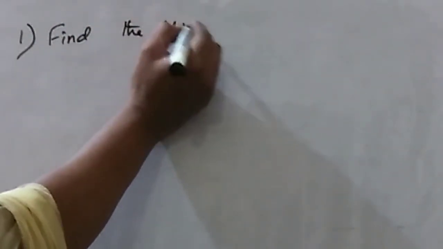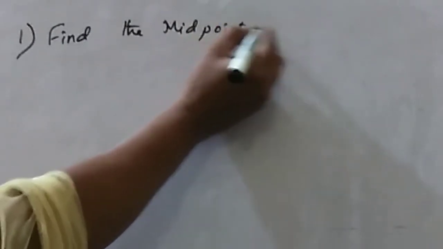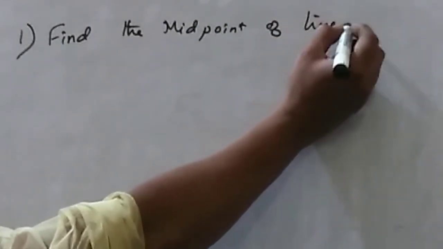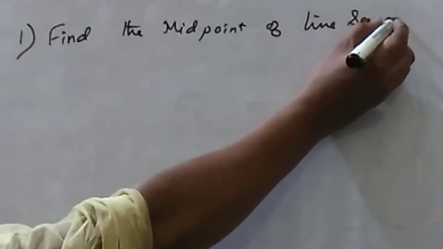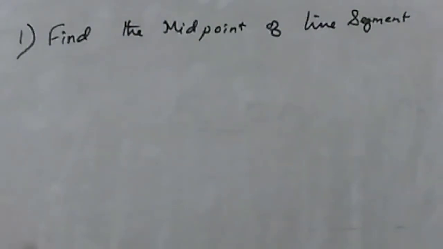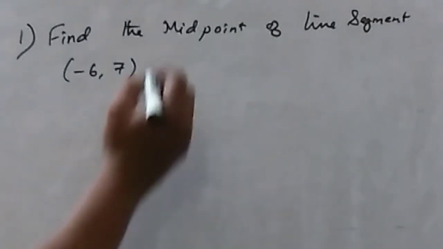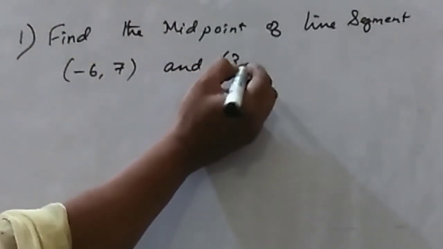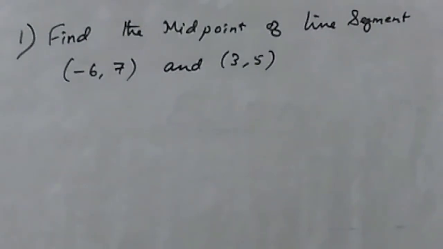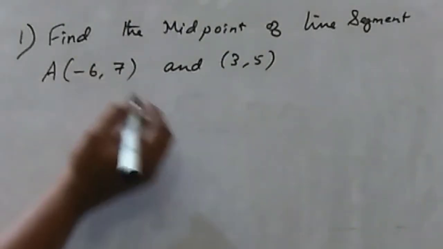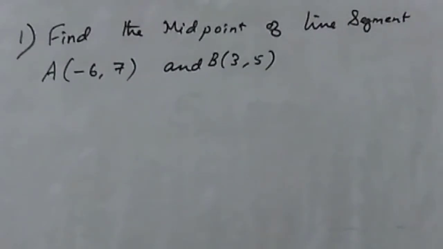Exercise 13b. Find the midpoint of the line segment minus 6, 7 and 3, 5. Mark this one as A, minus 6, 7, and this one I am taking B, 3 and 5.